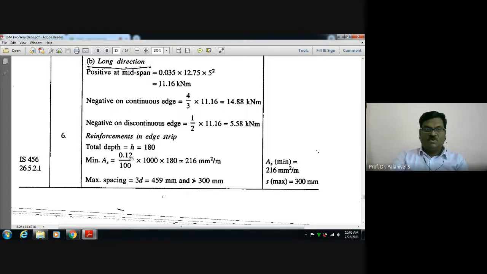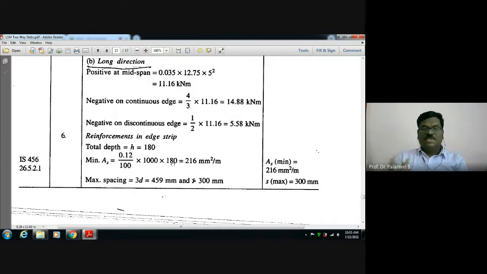Okay, 0.12% by 100 into BD. B is 1000, D, H, gross area. 0.12% of the gross area, not the effective area. So 0.12 by 100 into B, which is 1000, into H, that is BH. Okay, the total thickness of the slab.